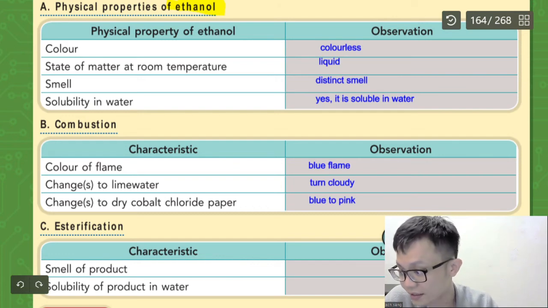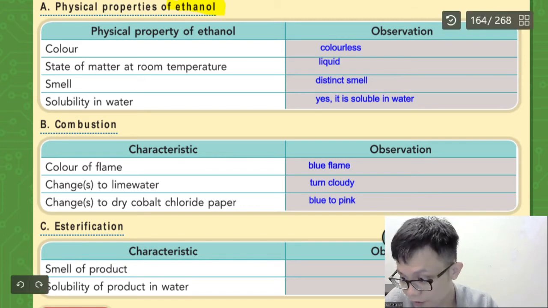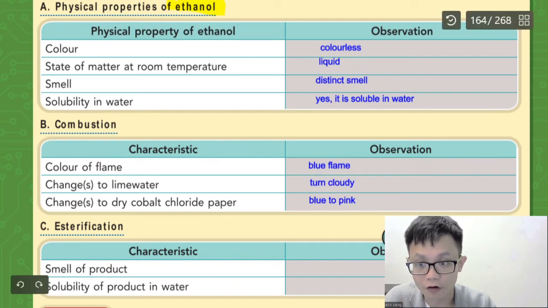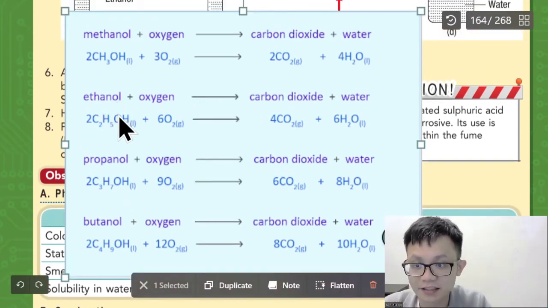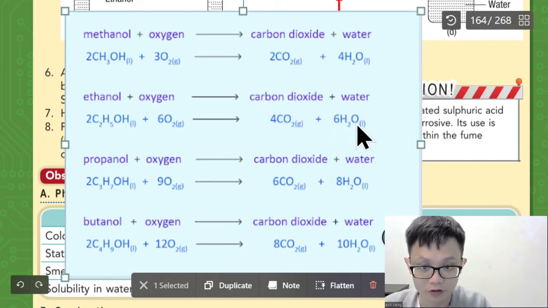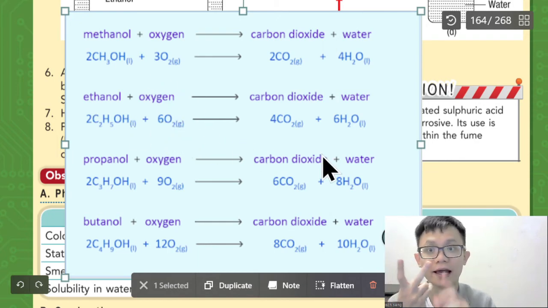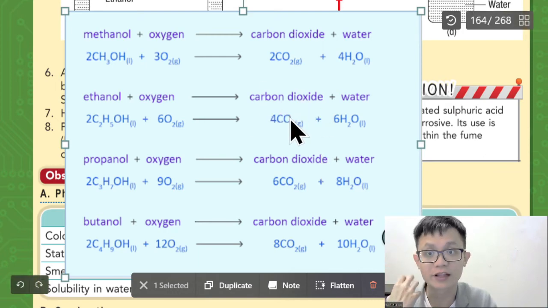This shows the presence of water. So what is the formula for this combustion? For example, ethanol plus oxygen, you will get carbon dioxide and water. So we get two things. After burning with oxygen, we get carbon dioxide and water. The carbon dioxide, when we test with lime water, turns it cloudy, showing the presence of carbon dioxide.